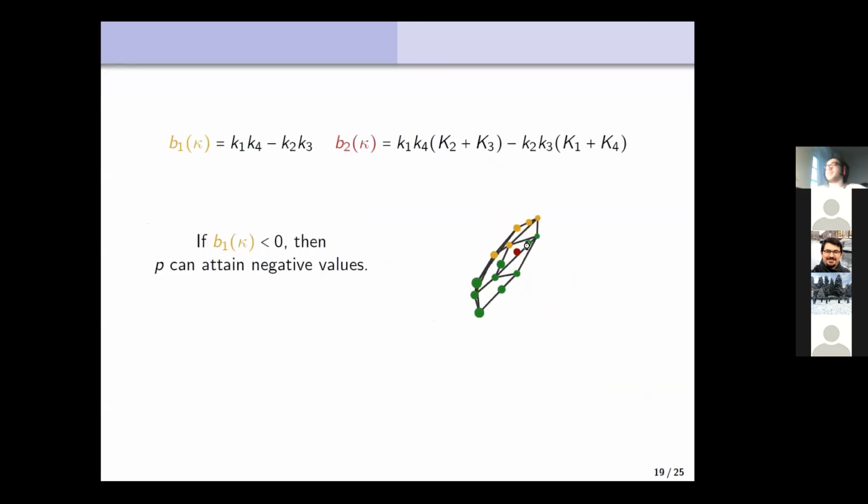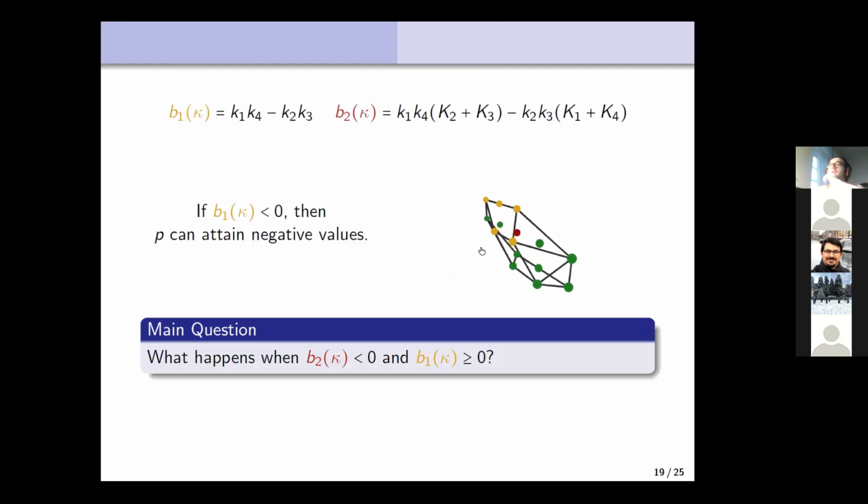So okay, this was the picture that I was referring to, but anyways, it's here. As I said, if B1k is negative, then you have some sort of a negative vertex, and if you consider the normal cone at this vertex and choose a direction, then you can find a negative evaluation of this polynomial. So the main question now is: what happens if B1 is positive but B2 is negative? Now we have all these yellow points as green, and we have only one negative point.